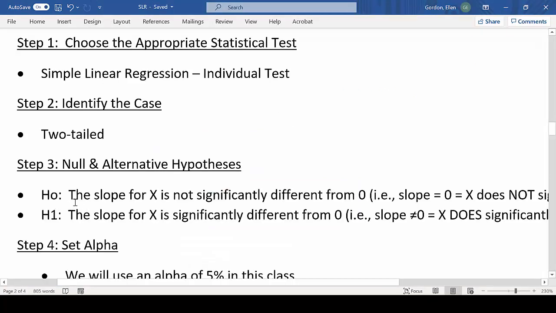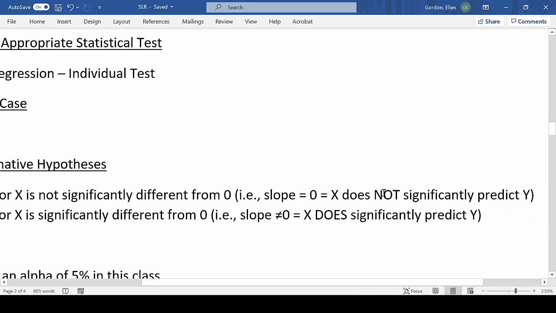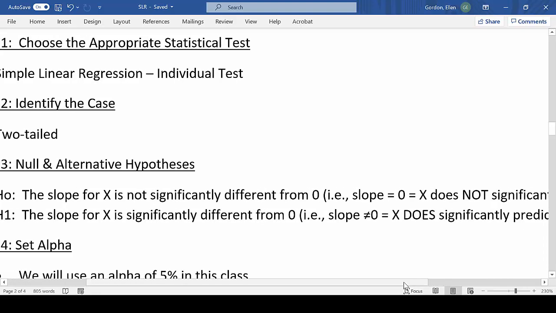If you remember, the null hypothesis is the slope for x is not significantly different from 0. In other words, the slope equals 0. If you have a slope of 0, that means if x increases by 1 unit, nothing is expected to change in y. So that would mean that there is no relationship between x and y, so x does not significantly predict y. So that's why a slope of 0 means that x does not significantly predict y.